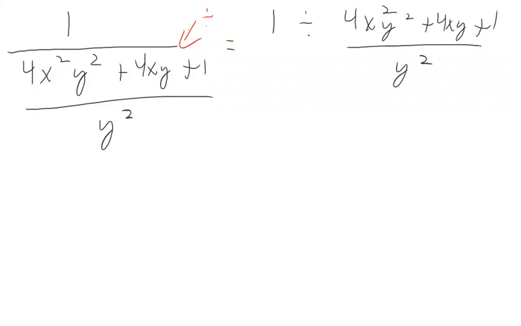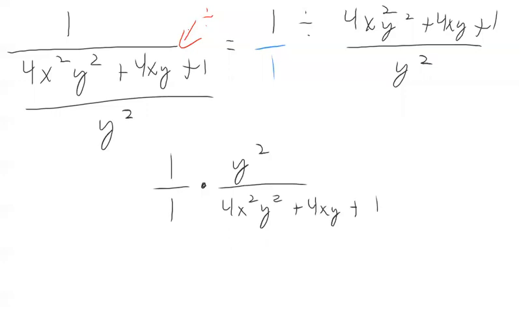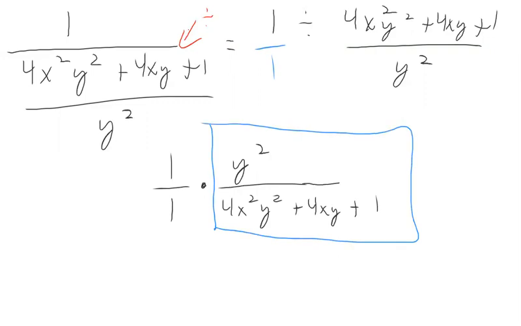I'm going to take my 1 and make him a fraction. So now I have a fraction divided by a fraction. Well, if I do that, the rule of dividing fractions, which was back in chapter 6, is I flip the second fraction. So I now have 1 over 1 times y squared all over 4x squared y squared plus 4xy plus 1. And 1 times anything is itself, so therefore that is my final answer.